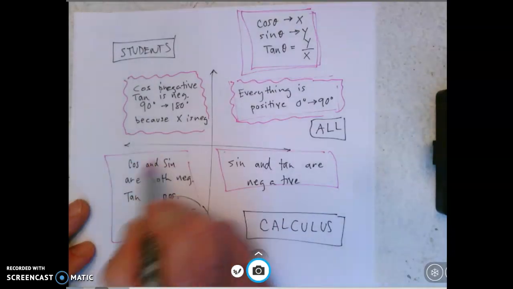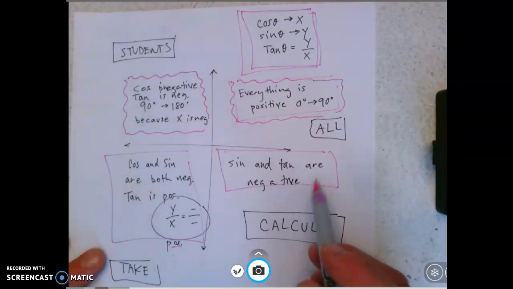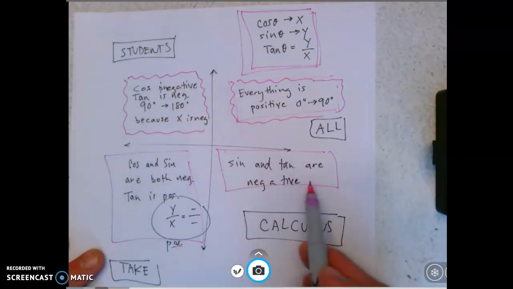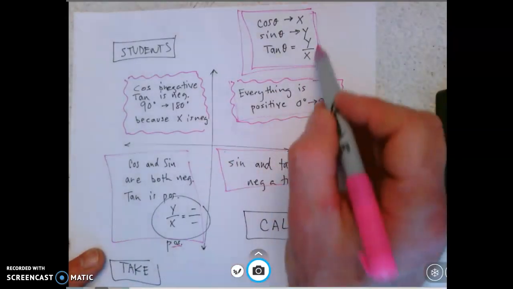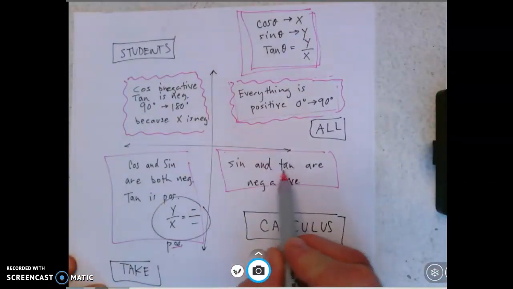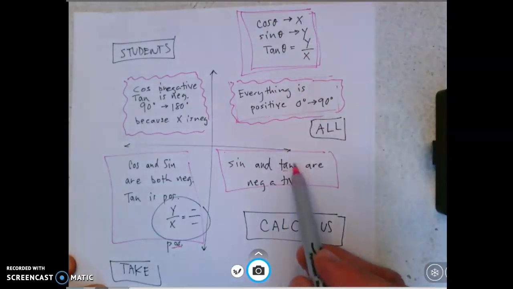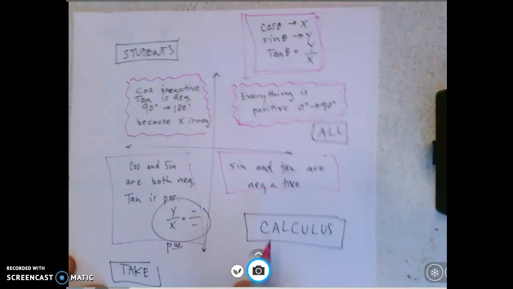All right? And tangent is the relationship between those two. Because I'm dividing a negative by a negative, it's going to be positive. Okay. Lastly, in the fourth quadrant, sine and tangent are both negative because sine, remember, is my y value. It's below the x-axis, so that's negative. And tangent is the relationship where x is positive and y is negative, therefore tangent is also negative. Okay, that's why they are negative.